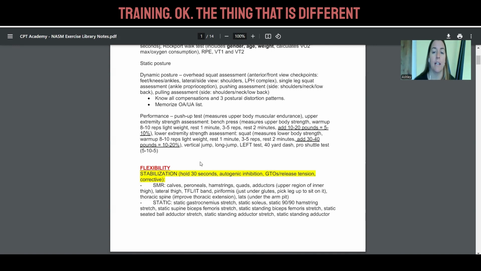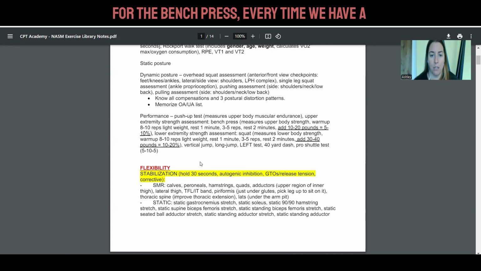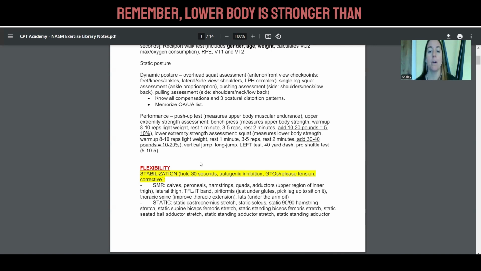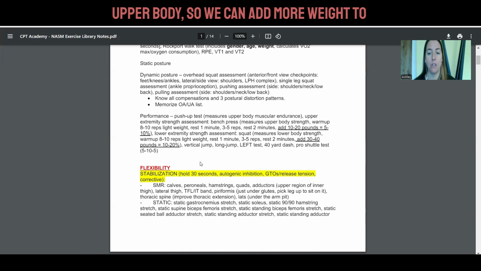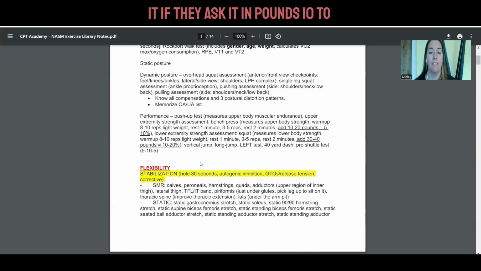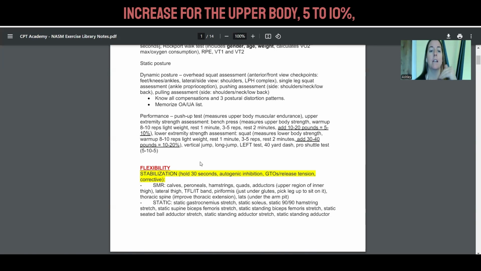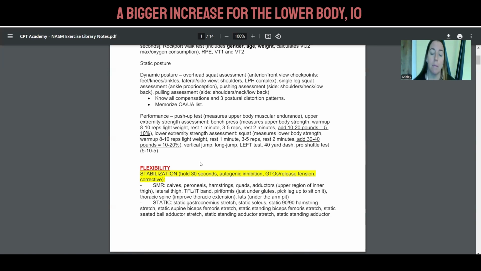Okay, the thing that is different is upper body, lower body numbers. For the bench press, every time we have a new trial, we add 10 to 20 pounds on. For the squat, we add 30 to 40 pounds. Remember, lower body is stronger than upper body, so we can add more weight to it. If they ask it in pounds, 10 to 20 pounds, 30 to 40 pounds. If they ask it in percents, it's a smaller percent increase for the upper body, 5 to 10%. A bigger increase for the lower body, 10 to 20%.